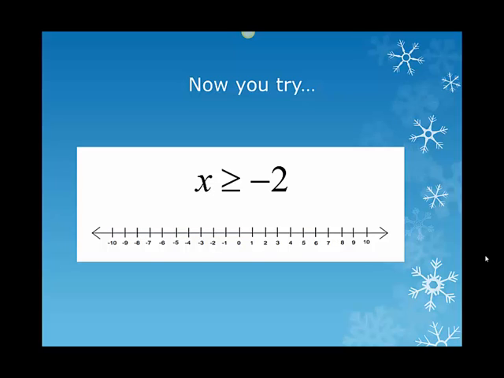Here's another one. Go ahead and pause the video. We've got a closed circle at negative 2, and we want everything that's greater than or equal to that, so we shade to the right.